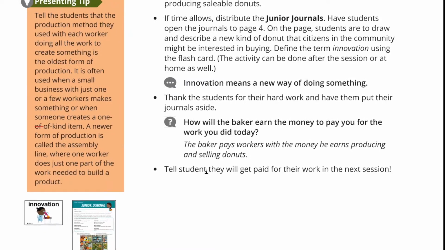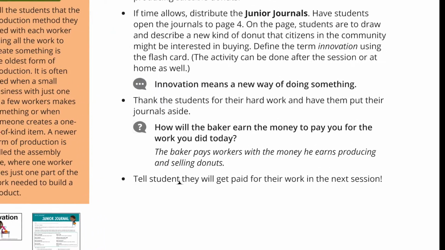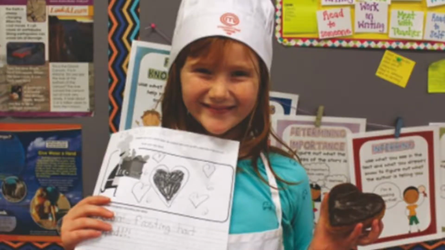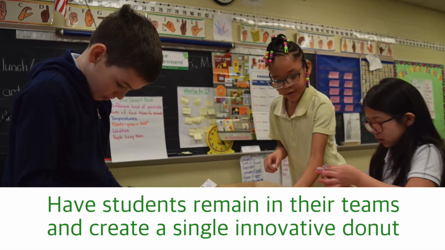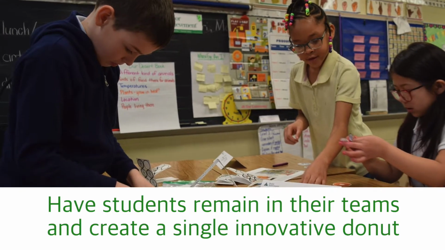Using the activity in your guide, ask students to think of a new kind of donut to sell, then have them draw a picture in their journals. As an option, you may have students remain in their teams and create a single innovative donut.